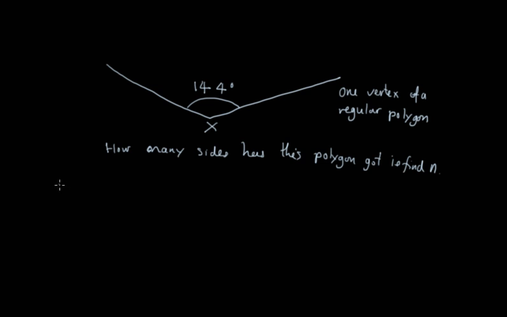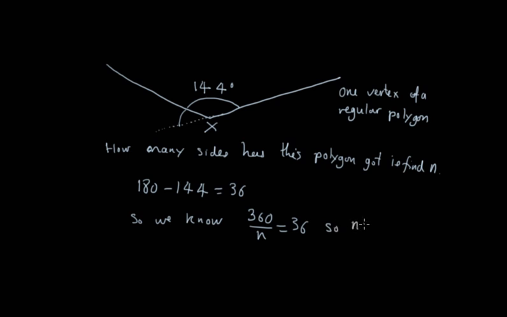So what we're going to do is our little trick with our exterior angle. There's a straight line, and the exterior angle is going to be here, so we're going to do 180 minus 144, which is going to give us 36. So we know that 360 divided by n equals 36, so n equals 10. So we've got a 10-sided regular polygon.